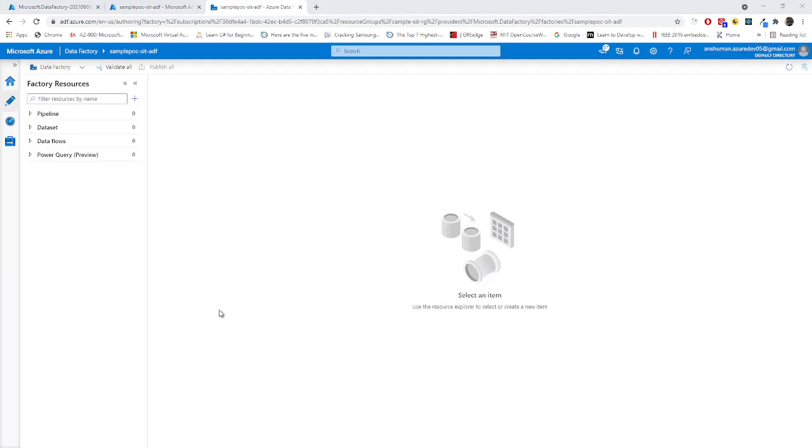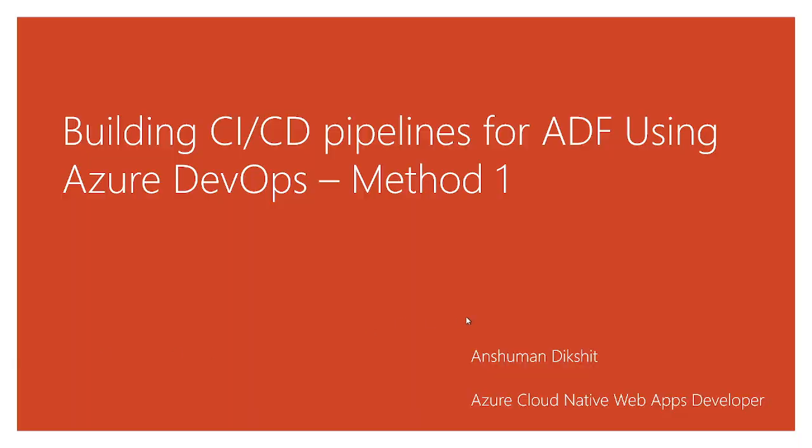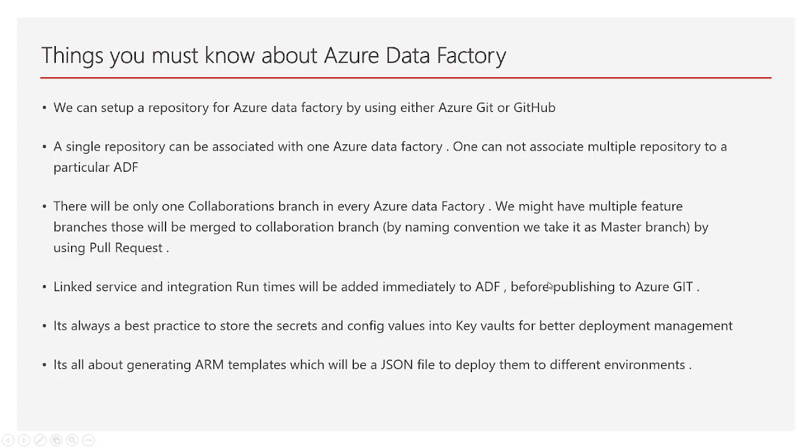Whoever has already used Azure Data Factory must know that there are four symbols over here. One is home, one is author, one is monitor, one is manage. I'm not going into that part. I will stick to the DevOps part only. So let me click on the DevOps pages.